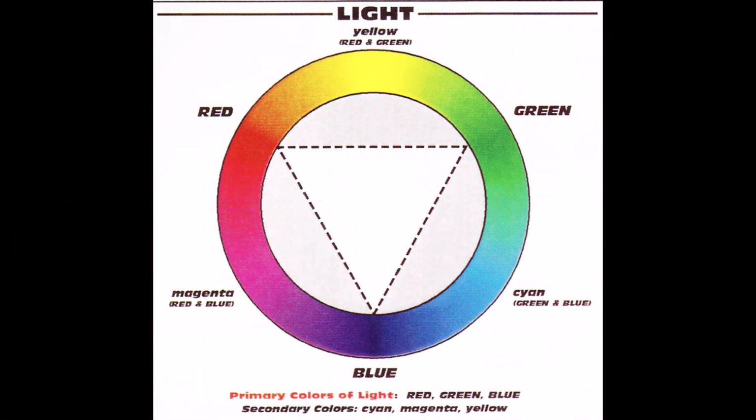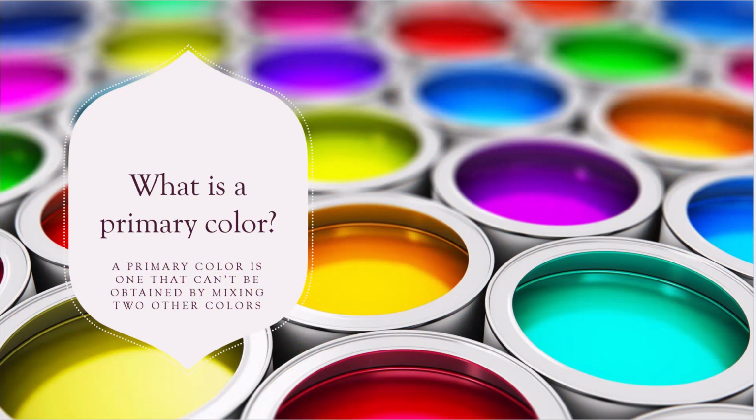Now you might be wondering why I use red, green and blue instead of red, yellow and blue, which we use when painting. And this is because, unlike paint, the primary colors of light are red, green and blue. To understand the difference, we should first remember the definition of a primary color. So a primary color is one that can't be obtained by combining two other colors. Just like you can't make yellow by combining paint colors, you can't make green by combining lights.